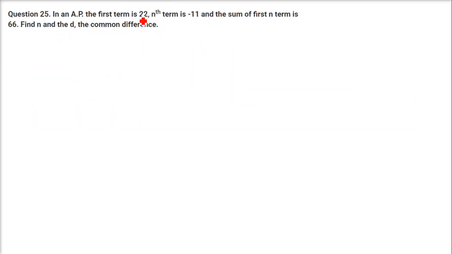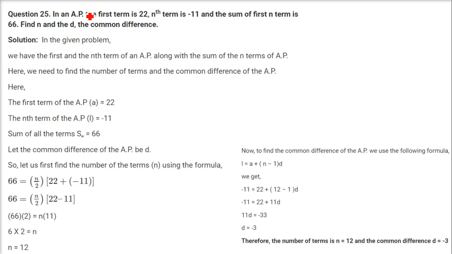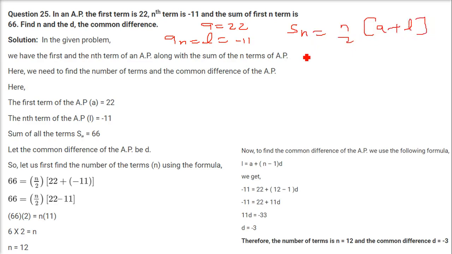In an AP, the first term is 22, the nth term is minus 11, and the sum of n terms is 66. Find n and the common difference. Exactly similar to the previous question. So the first term A is given as 22, nth term is minus 11. Let us take it as An or L equal to minus 11. And the sum of first n terms. So sum is n by 2, A plus L. We'll use directly this formula.